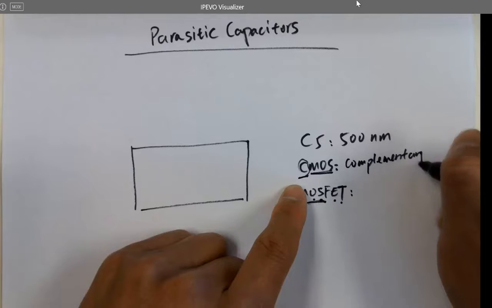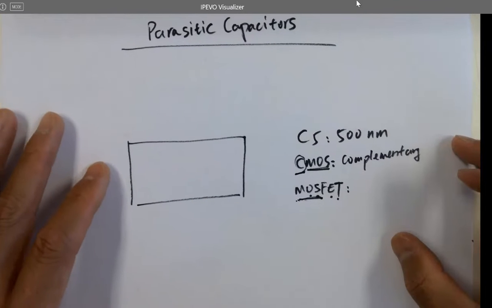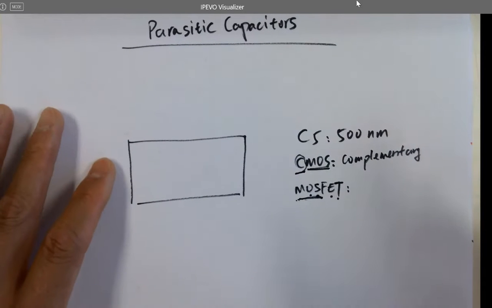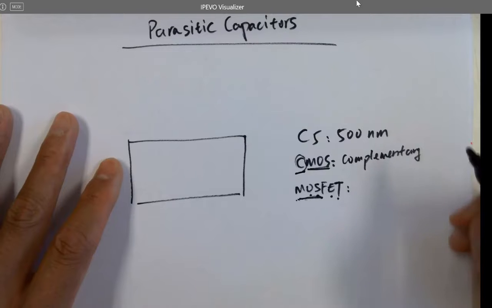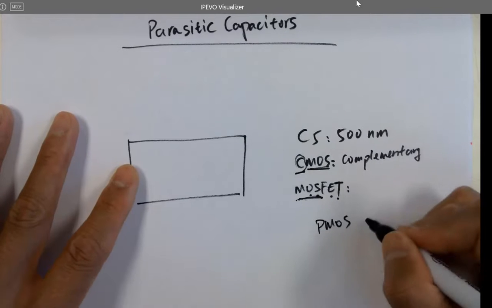Why complementary? So you got two types of MOSFETs. What are they? PMOS and NMOS, right?